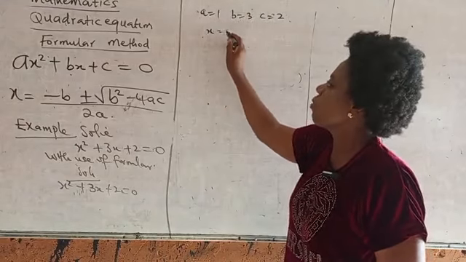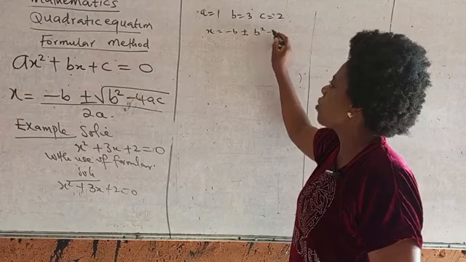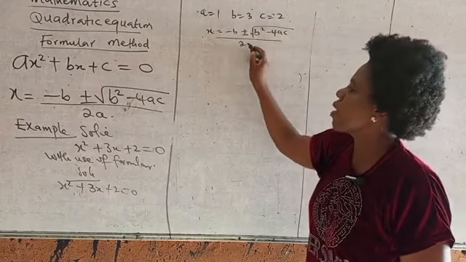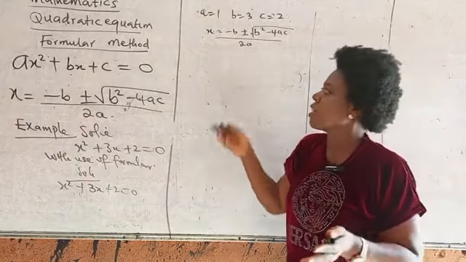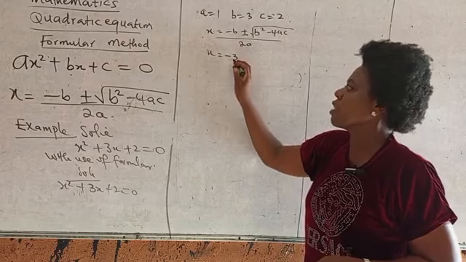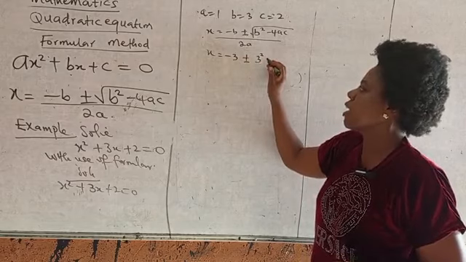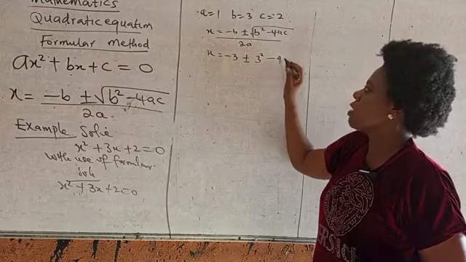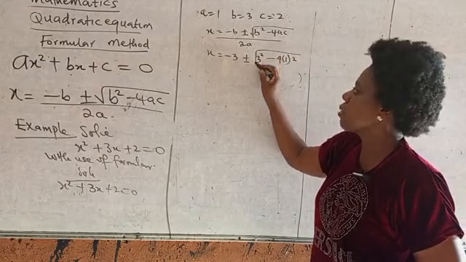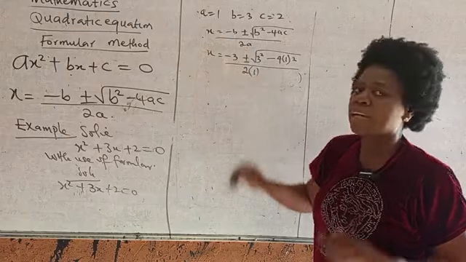We'll write the formula: minus b plus or minus the square root of b squared minus 4ac, over 2a. We will now substitute into it. We have our x. What is our b? That gives us minus 3 plus or minus. What is our b again? 3 squared we are having there. Minus 4. What is our a? 1. What is our c? 2. We have 2 at the bottom. What is our a? 1.